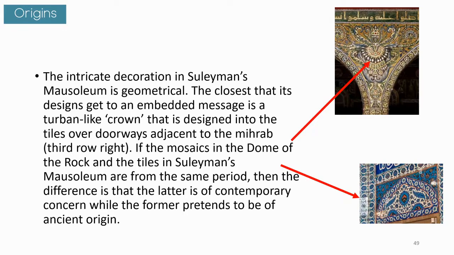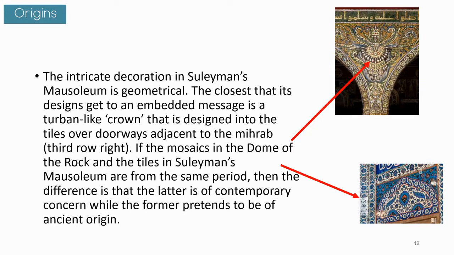AJ Deus points out the similarity in style between the mosaics in the Dome of the Rock and in the tiles in Suleiman's mausoleum. Is that just a coincidence? He says the intricate decoration in Suleiman's mausoleum is geometrical. The closest that its designs get to an embedded message is a turban-like crown that is designed into the tiles over doorways adjacent to the mihrab.